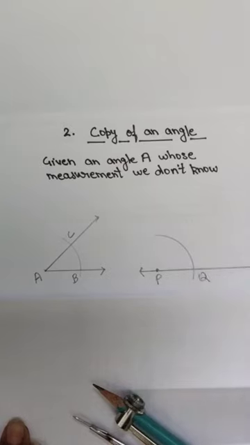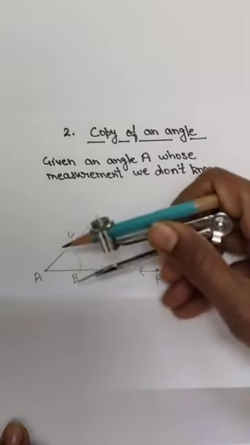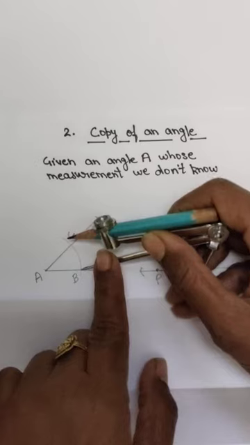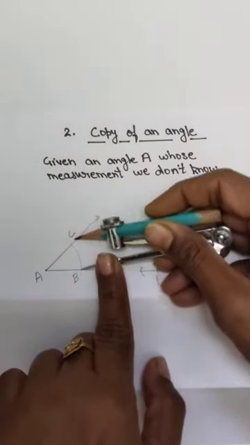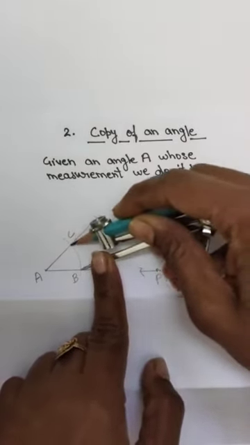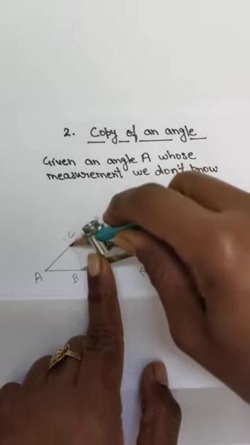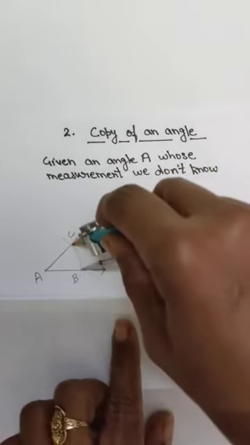Now open your compass equal to length BC. This is BC. Open your compass equal to length BC. Adjust your compass. Fine.